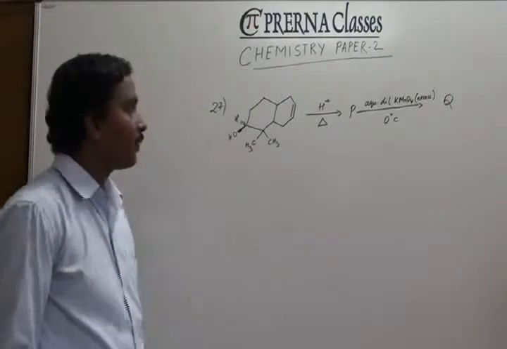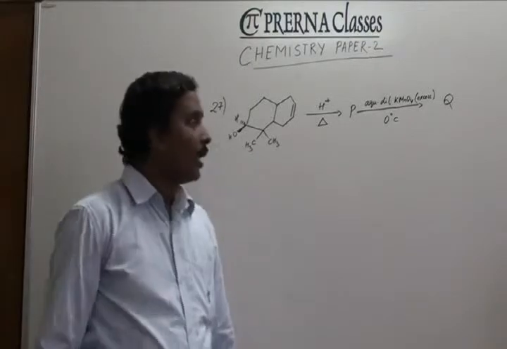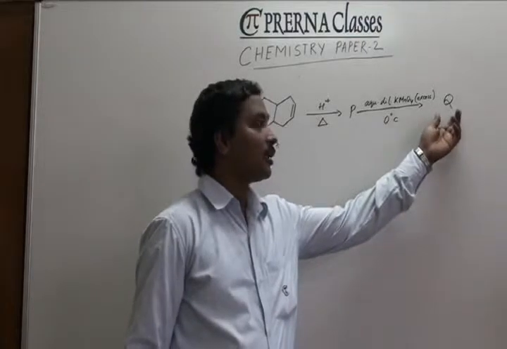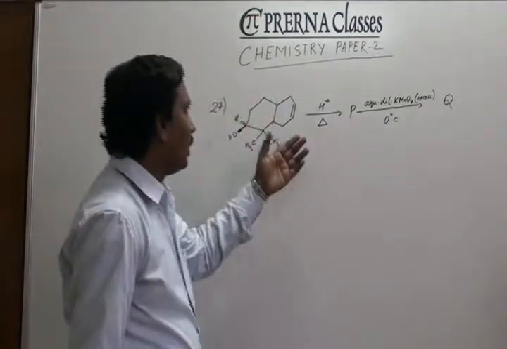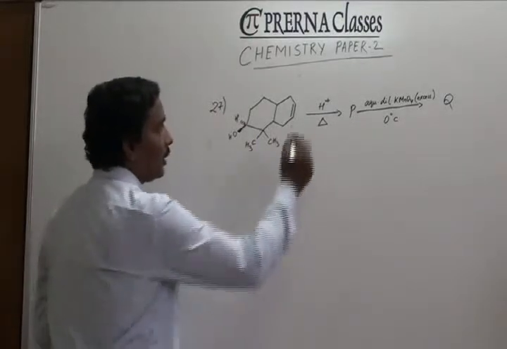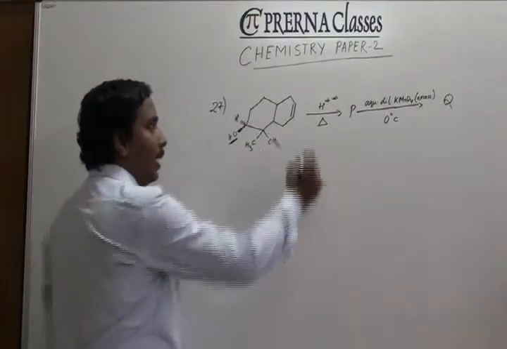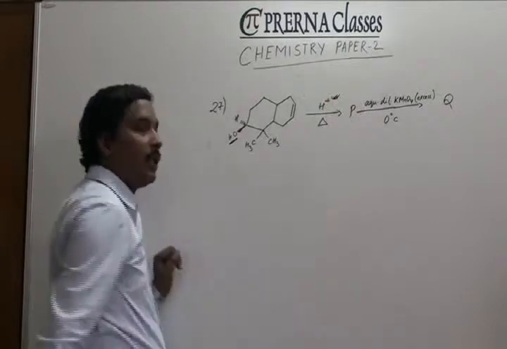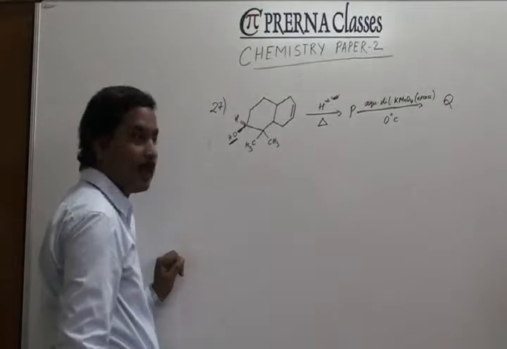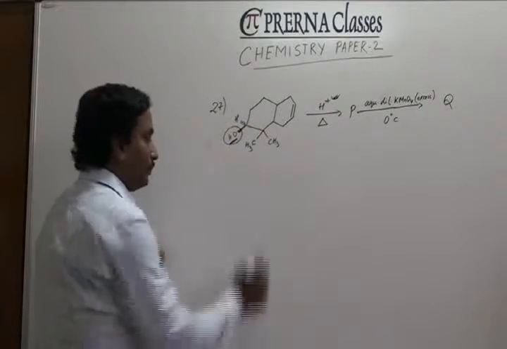Question number 27. In this question a sequence of reactions is given, and he asked me to calculate how many OH groups are present in the structure Q. So let us concentrate on the first reaction. Given structure and there is H plus ion. Due to the presence of OH group and in acidic medium, there is elimination of a water molecule. That means formation of carbocation will take place. That means the OH group will be removed and a positive charge will form.